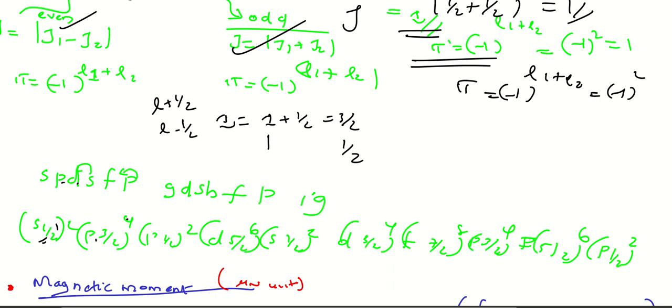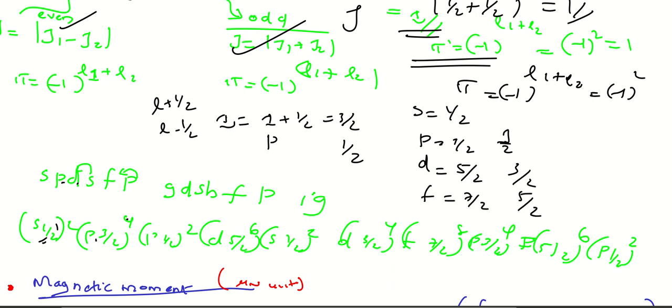So there is a splitting, we know that. S is equal to 1 by 2, P is equal to 3 by 2, 1 by 2. D is equal to 5 by 2, 3 by 2. F is 7 by 2, 5 by 2. So like that we have to know about the splitting of the shells, and these are arranged like this. There was D, there was an S after D. There is a change in the arrangement, so you have to remember these things. Okay.